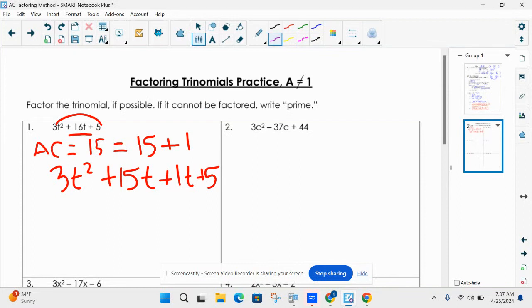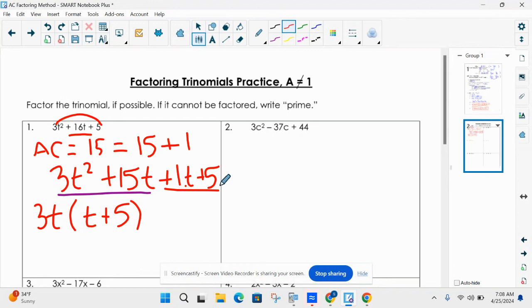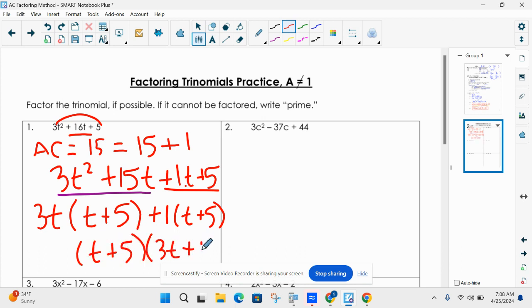So from our first group, we will factor out 3t, and we're left with t plus 5. In the second group, if there's nothing to factor out, then you would factor out a 1 and get t plus 5. Next, you'll have t plus 5 times 3t plus 1, and that's your answer. It also doesn't matter if you flip the order of these two factors around.